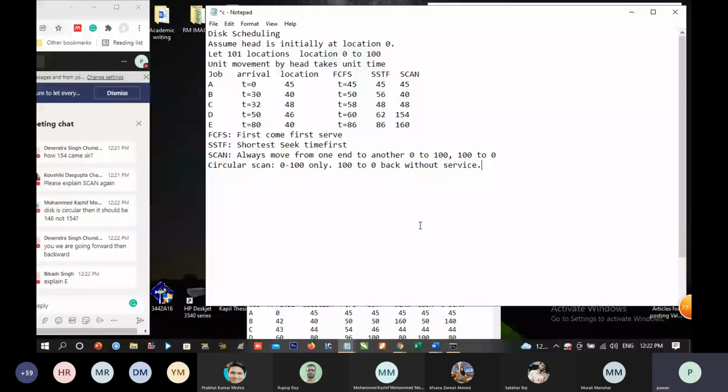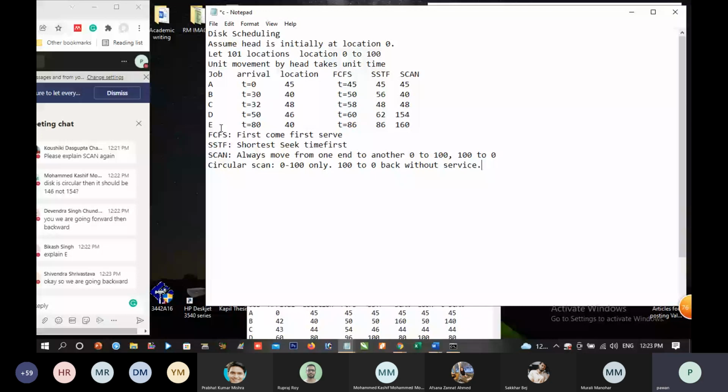E is also similar. At time t equal to 40, we were at location 40. But at that time, job E was not available. So we went up to 100. And when we were returning from 100, we served it. Yes, E got service on the backward return only.